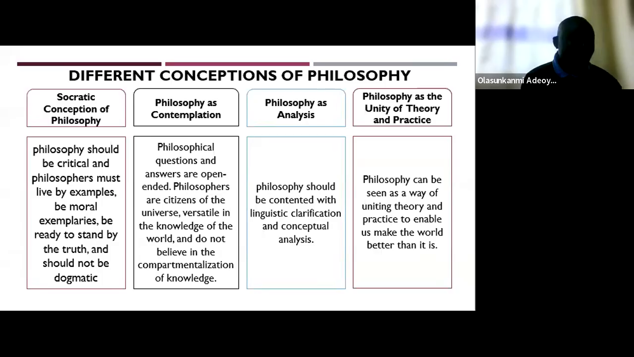That is, they must be moral exemplars, they must be ready to stand by the truth, and should not be dogmatic. This conception is usually associated with Socrates and Plato. They are the ones that came up with this conception of philosophy. That's why it is named Socrates' conception of philosophy. So what this is trying to tell us is that whatever it is you believe in, if you cannot stand by it, it is not philosophical in nature. If you cannot be an example in that way, it is not acceptable. Now, the second one is philosophy as contemplation.